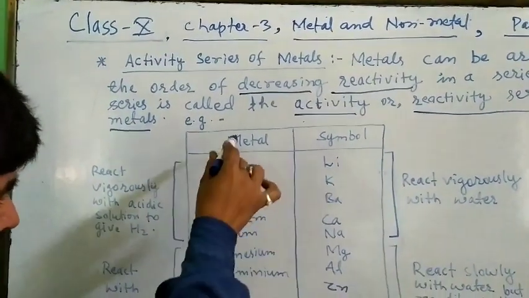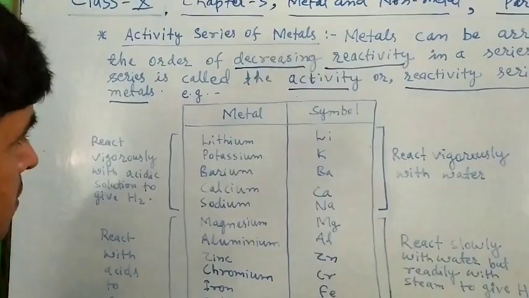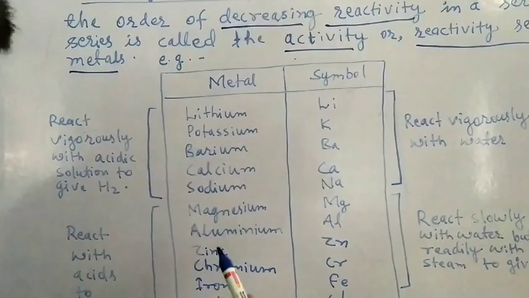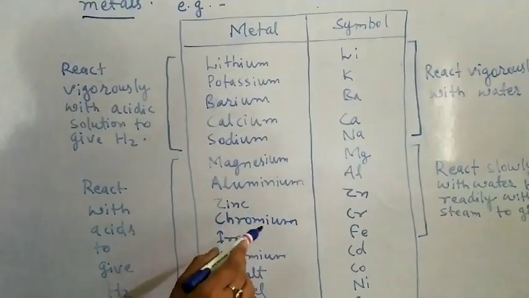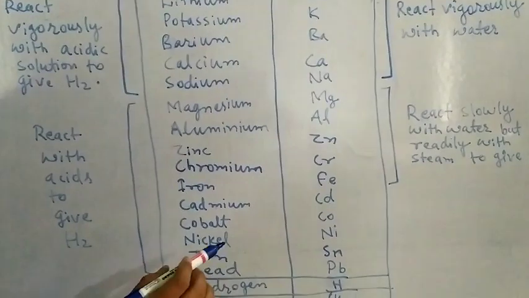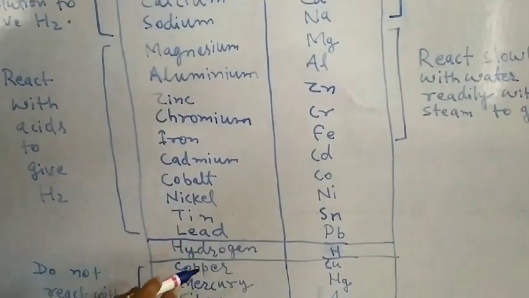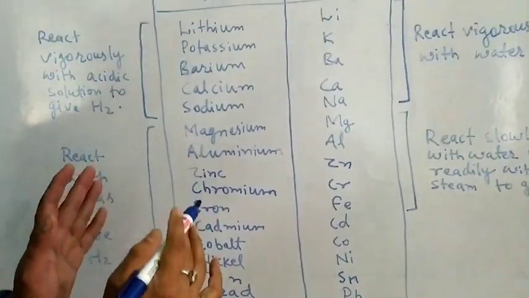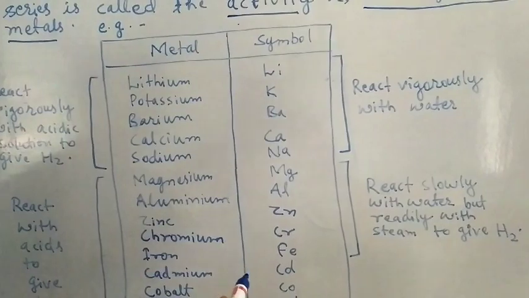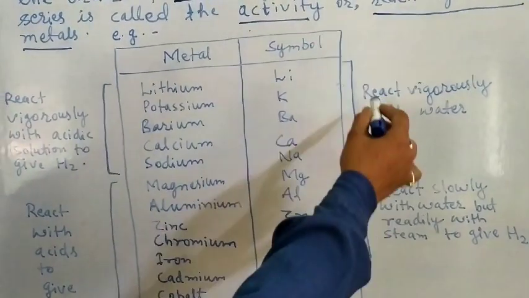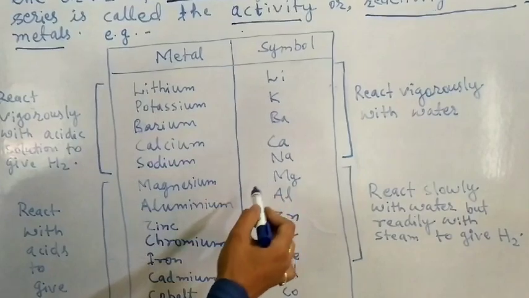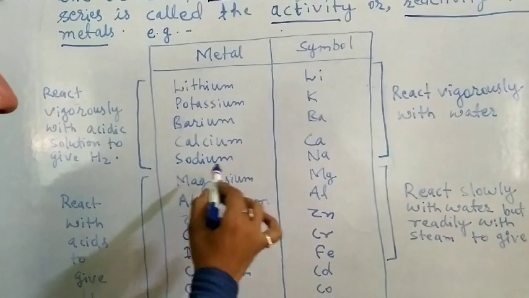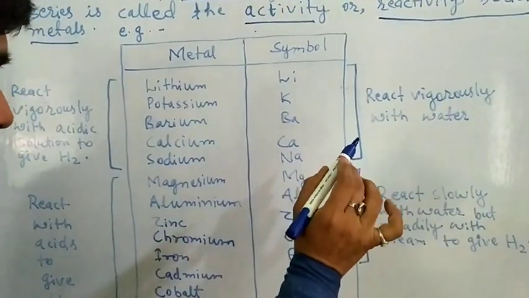For example, here are some metals and their symbols: lithium, potassium, barium, calcium, sodium, magnesium, aluminium, zinc, chromium, iron, cadmium, cobalt, nickel, tin, lead, hydrogen, copper, mercury, silver, platinum, gold. These elements are categorized on their reactivity. For example, the first 5 elements from lithium to sodium react vigorously with water.